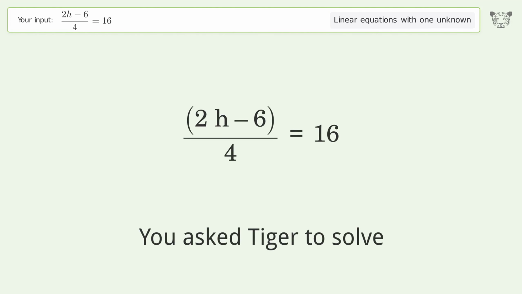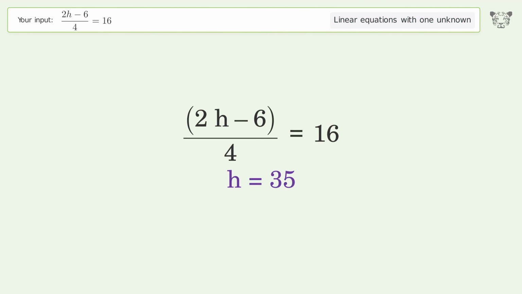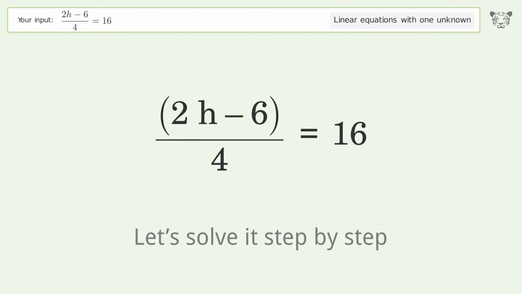You ask Tiger to solve. This deals with linear equations with one unknown. The final result is h equals 35. Let's solve it step by step.